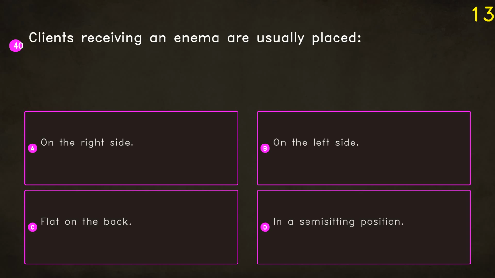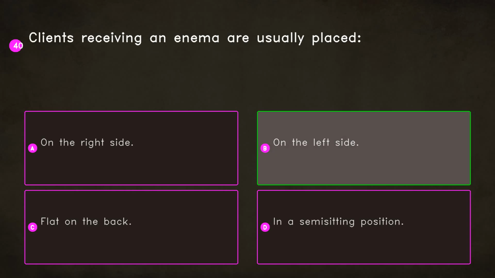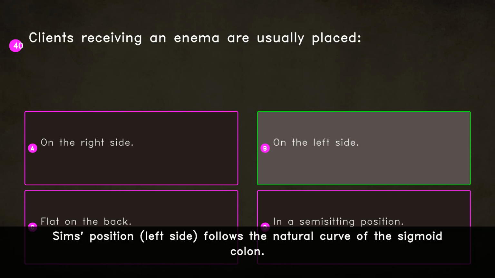Question 40. Clients receiving an enema are usually placed A. on the right side, B. on the left side, C. flat on the back, D. in a semi-sitting position. The correct answer is on the left side. Sims position, left side, follows the natural curve of the sigmoid colon.